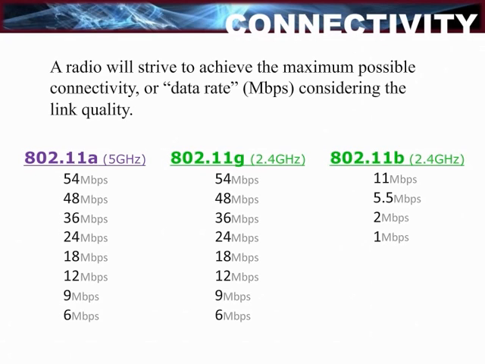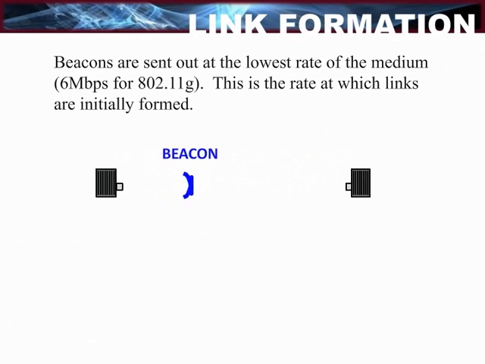A radio transceiver involved in a link will strive to achieve the maximum possible connectivity of the medium. Links are formed from beacons being sent out so that other RF devices are aware that a link is being offered. Beacons are sent out at the lowest rate of the medium. This is the rate at which links are initially formed.